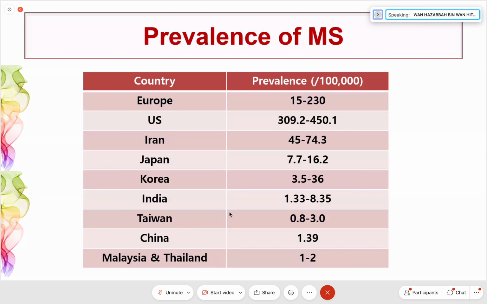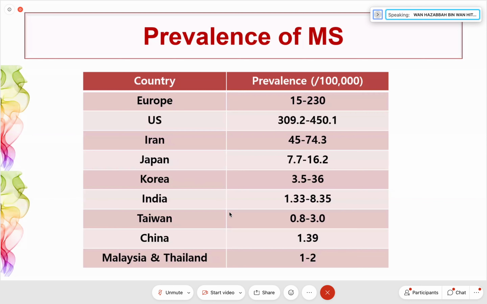here is the estimated prevalence of MS. So in Asia, where is it high? Actually, it's not high. Japan maybe, Japan is a bit higher. But not really. It's about 7 to 16 per 100,000 population. East Asia is all not very high, including Malaysia, even Thailand is about the same.